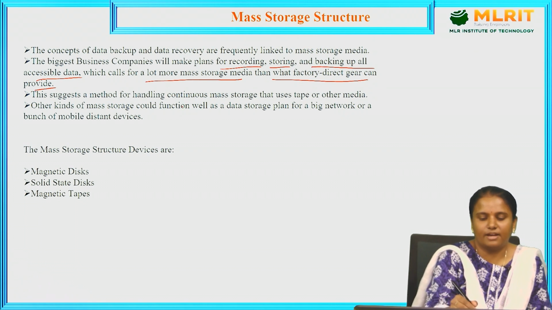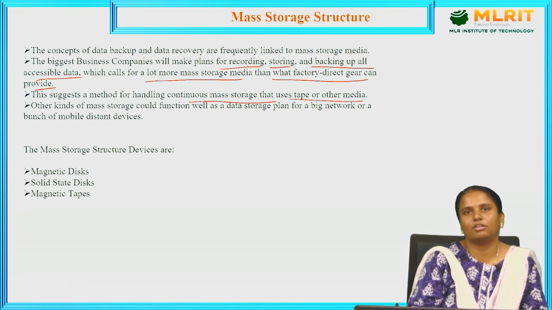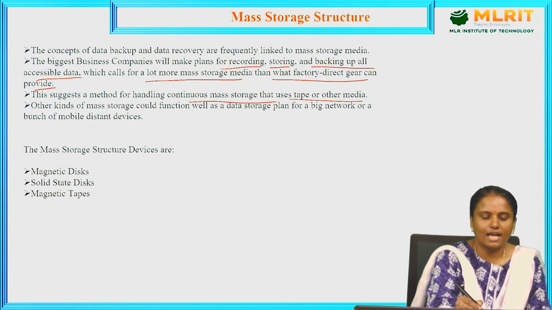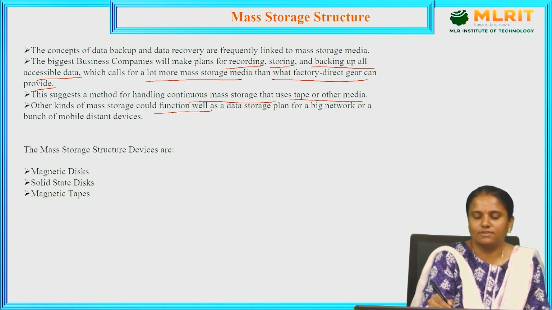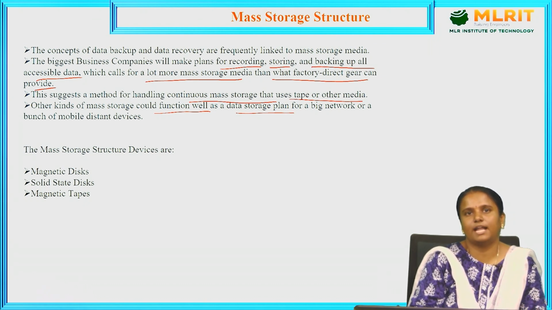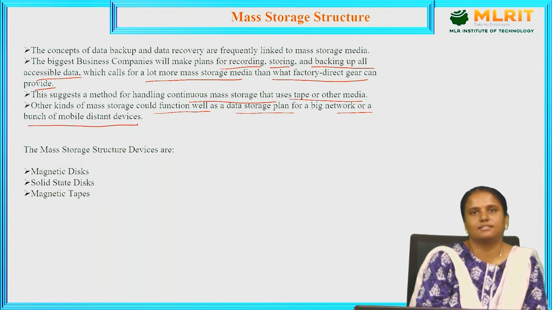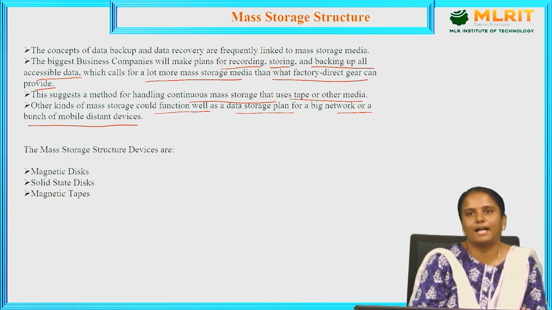This suggests a method for handling continuous mass storage that uses tape or other media. So in these cases, they may use tape or some other kind of media. Other kinds of mass storage could function as a data storage plan as well. Mass storage can function as a data storage plan for a given network or a bunch of mobile, distinct devices. So whatever is possible, it is going to function. That is how we provide these mass storage devices.